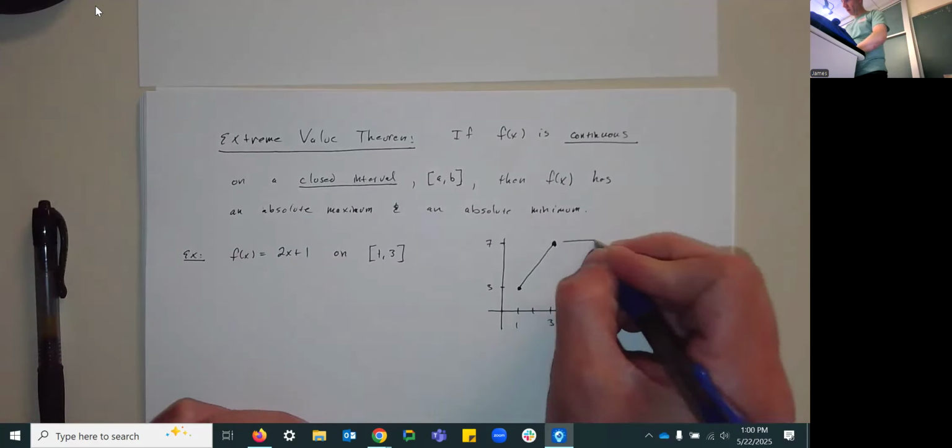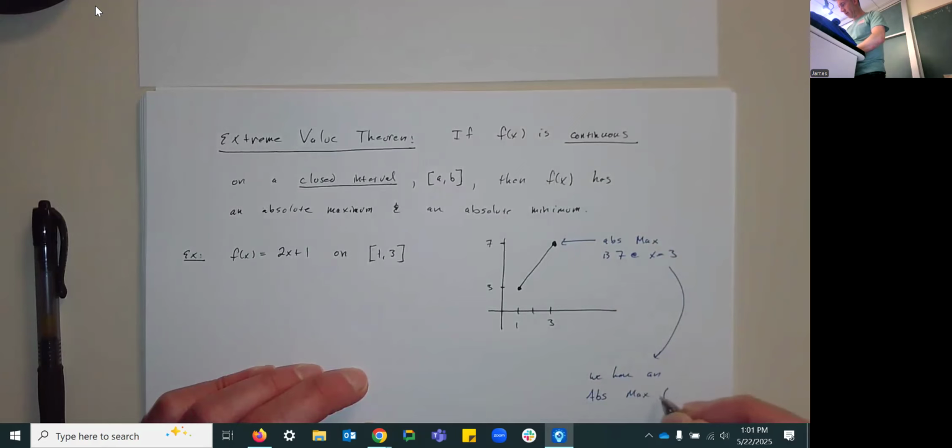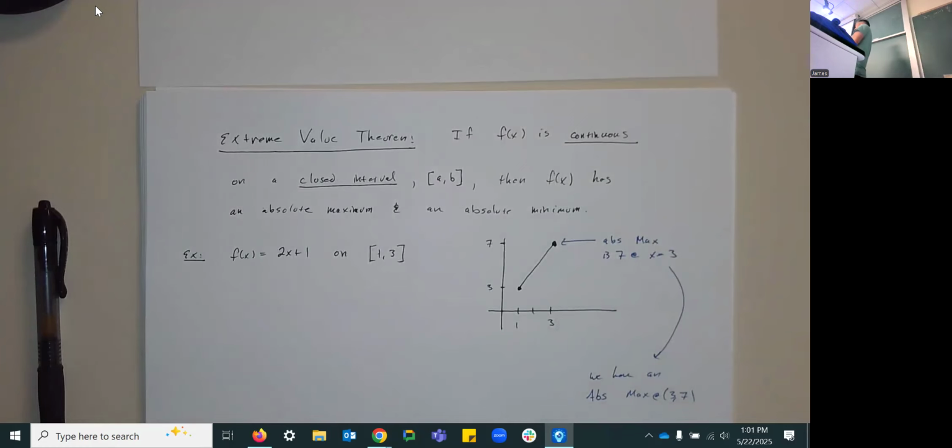Okay, a couple ways to talk about the absolute maximum. You can either say the absolute maximum occurs at x equals 3, or you could say it has a maximum value of y equals 7. But really the easiest way is just to say what the point is. So the absolute maximum is 7 at x equals 3. Or you could say we have an absolute max, and we usually abbreviate absolute with ABS, an absolute max at the point (3, 7). Because that tells you where it occurs and what the value of the maximum is.